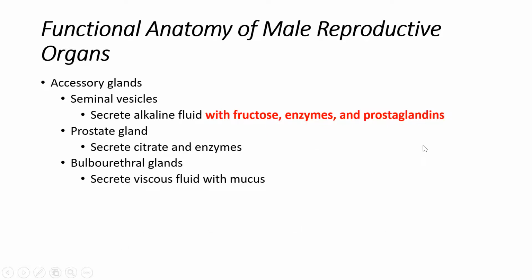Then we have the prostate gland. The prostate gland secretes citrate and enzymes as well. Here, citrate again is energizing the sperm. Enzymes are helping with that breakdown process when the sperm gets to the egg. And then finally, the bulbourethral glands secrete a viscous, kind of thick mucus that helps to protect the sperm, but also to lubricate the passage of the sperm to their final place in the female reproductive tract.